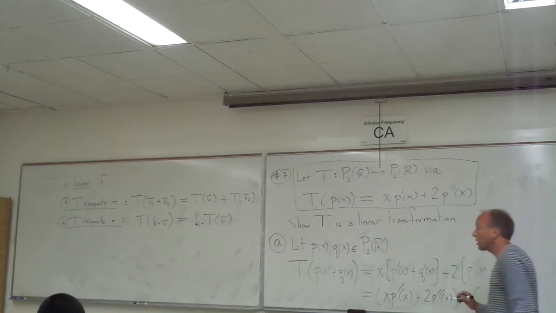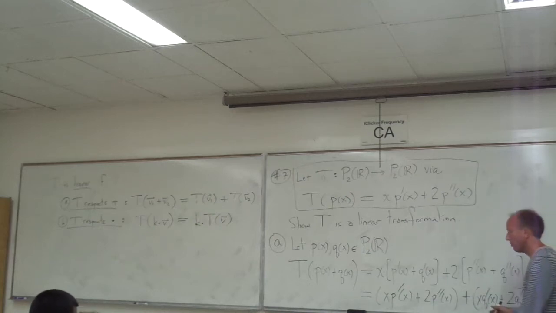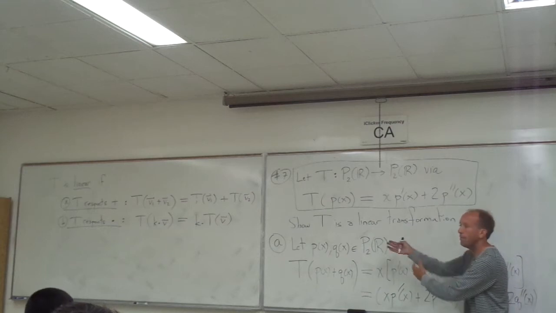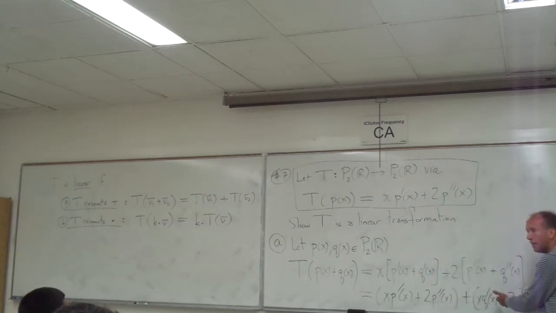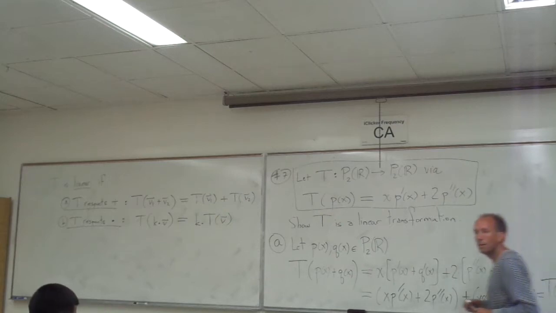Okay, and then I'm going to put all of the q of x stuff at the end. So I have an x times q prime of x plus 2 times q double prime of x. Does that look all right? Okay. And if I look at that, I say, oh, the first part is just T of p of x, and the second part is just T of q of x. Right? So there you go. T respects addition. Does that make sense? Not too bad.